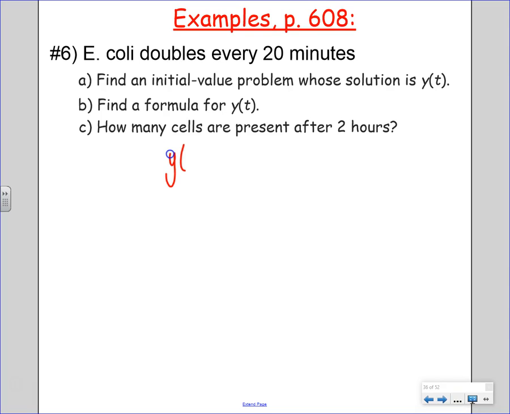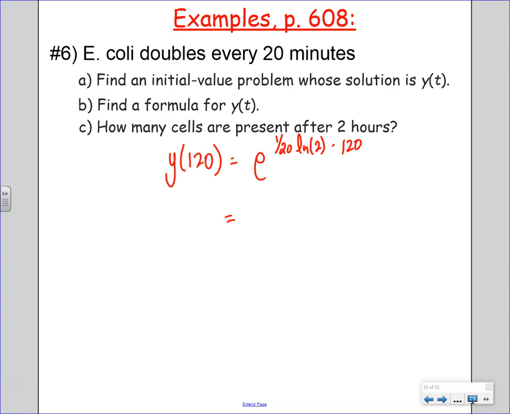How many cells are present after 2 hours? Can't I just do y of 2? No! Wait, just 120. We've got to make sure our units are matching. But now I can go ahead and do my 1, which is just e, and then I have my 1 over the time it takes to double times ln of 2. People in Chem would probably just multiply 1 over the time to double times ln of 2, but I know where it came from now. Wait, hold on. T is who? 120. Got it.